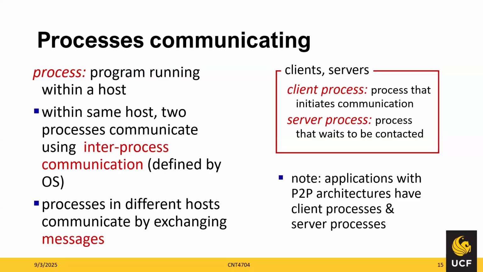For example, when you open Chrome on your laptop and go to google.com, Chrome is the client process. On Google's side, the server process is running on a Google server that responds to your request. The client process sends a request message, give me access to this homepage, and the server sends a response message back with the web page that you are requesting.